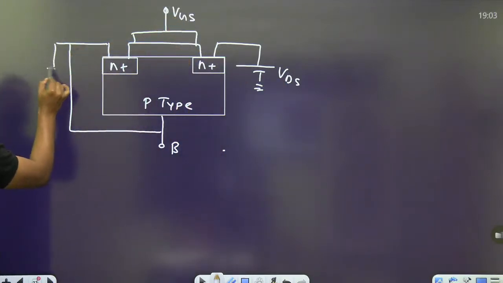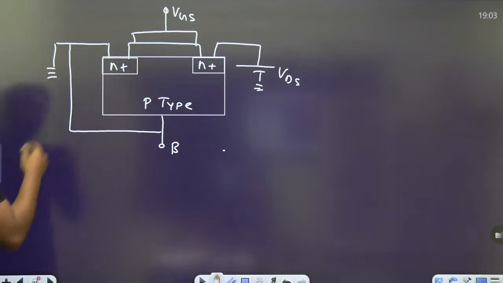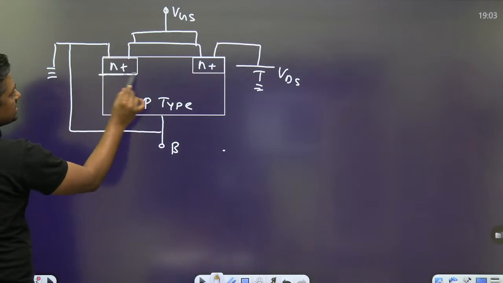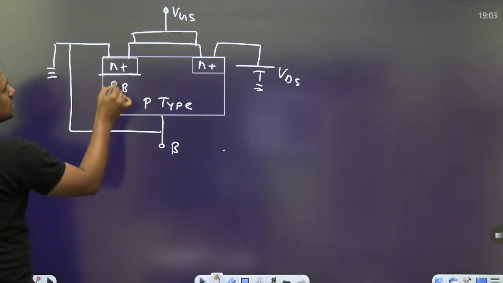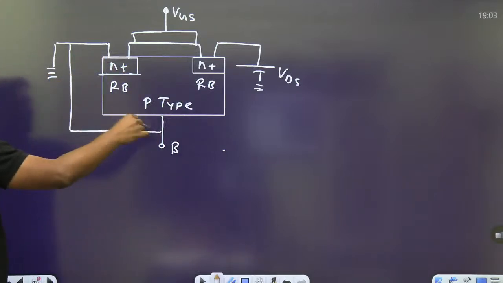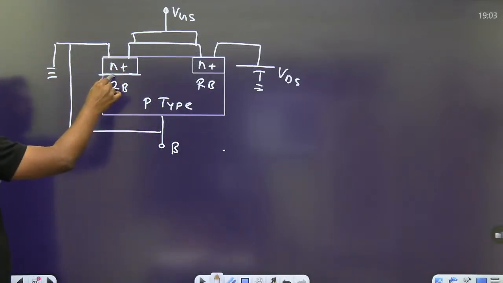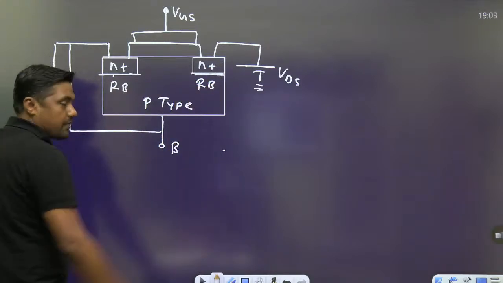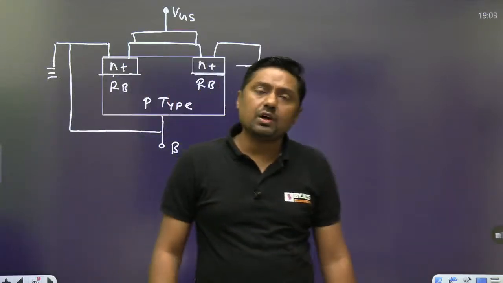Now, this is the source terminal. Normally, we make it ground, but these two are connected. Why do we connect them? So that this junction will be reverse biased. This is called the source-body junction, and this is called the drain-body junction. Since the source is already short circuited to the body, that junction is reverse biased. Because the drain is connected to a positive value, this junction is also reverse biased.